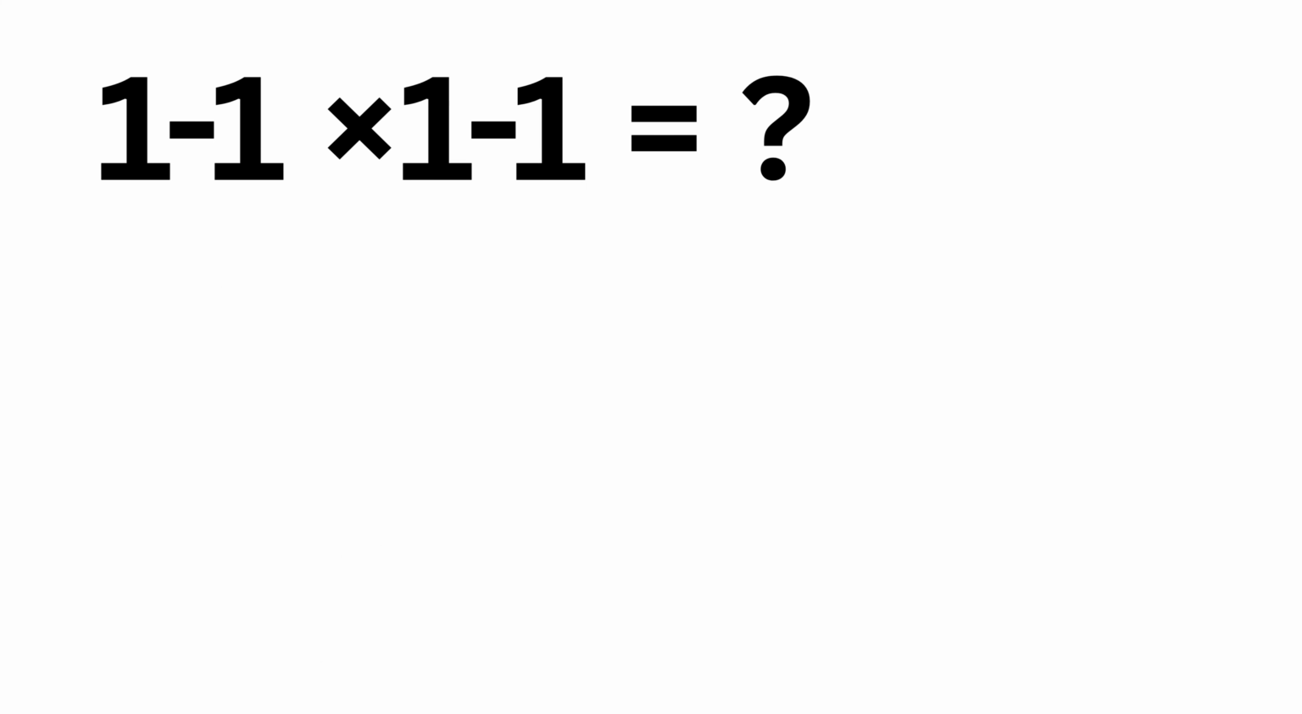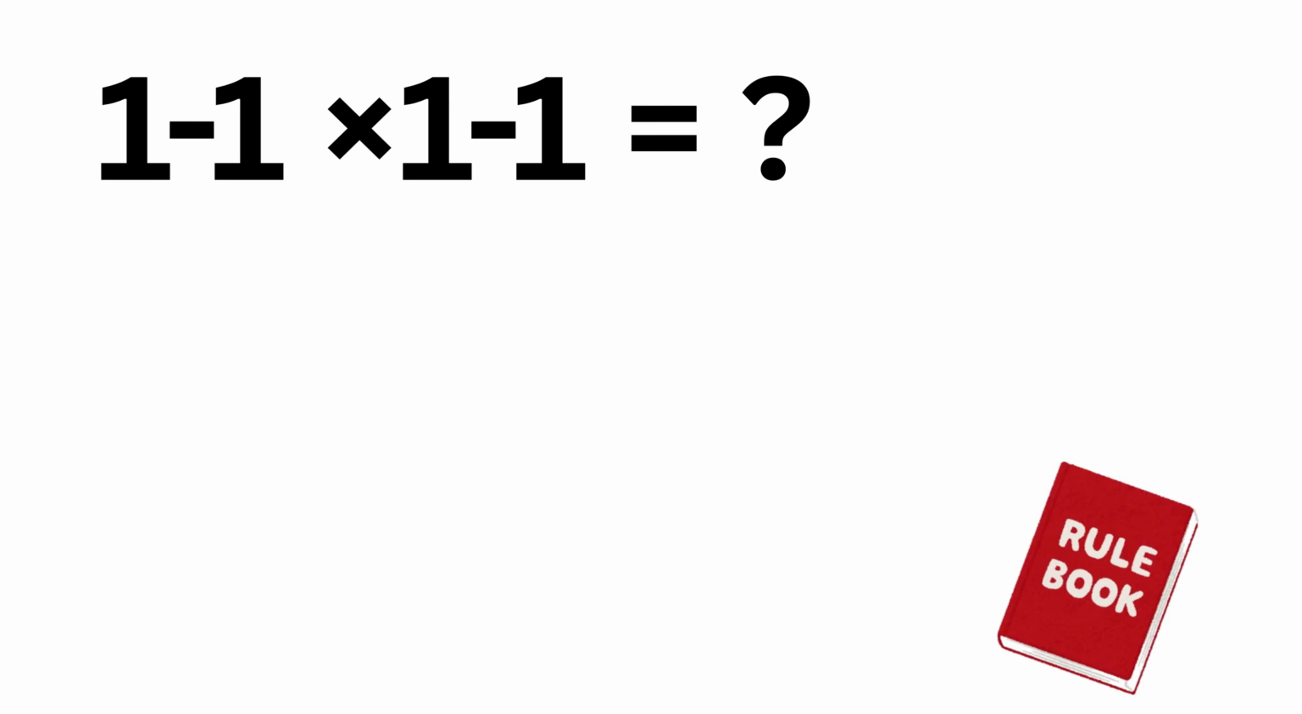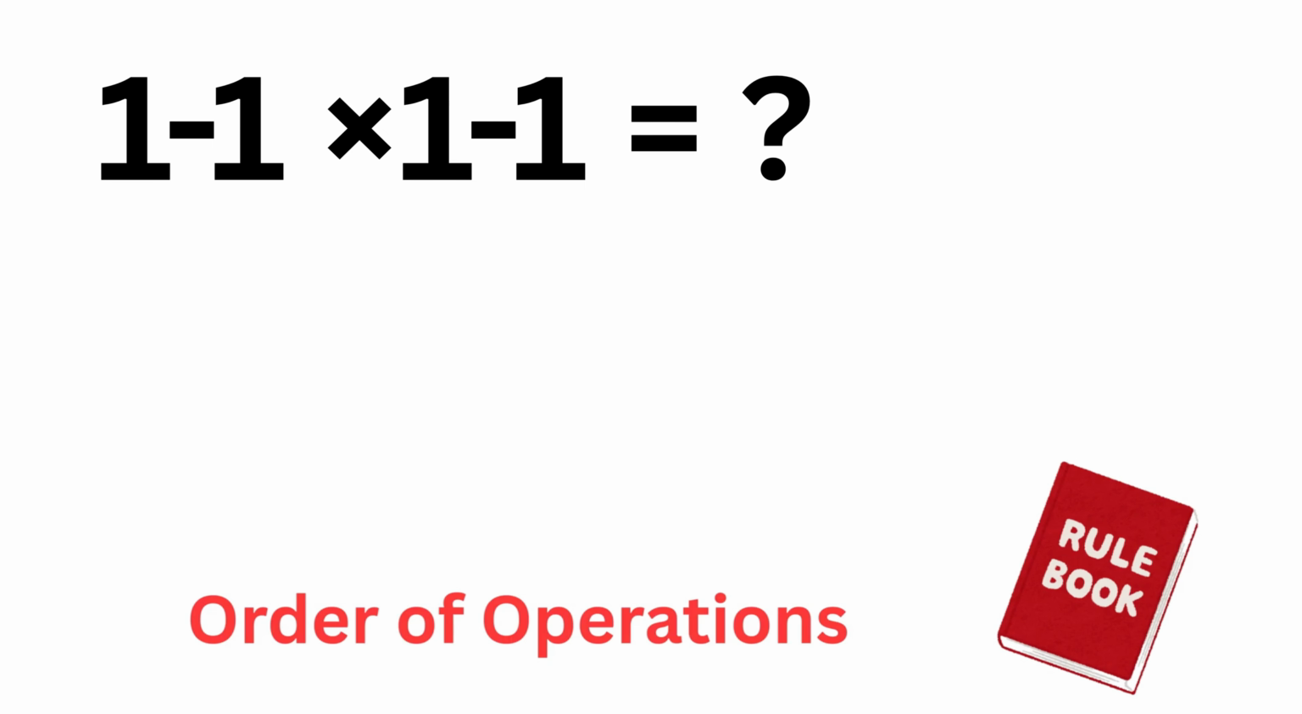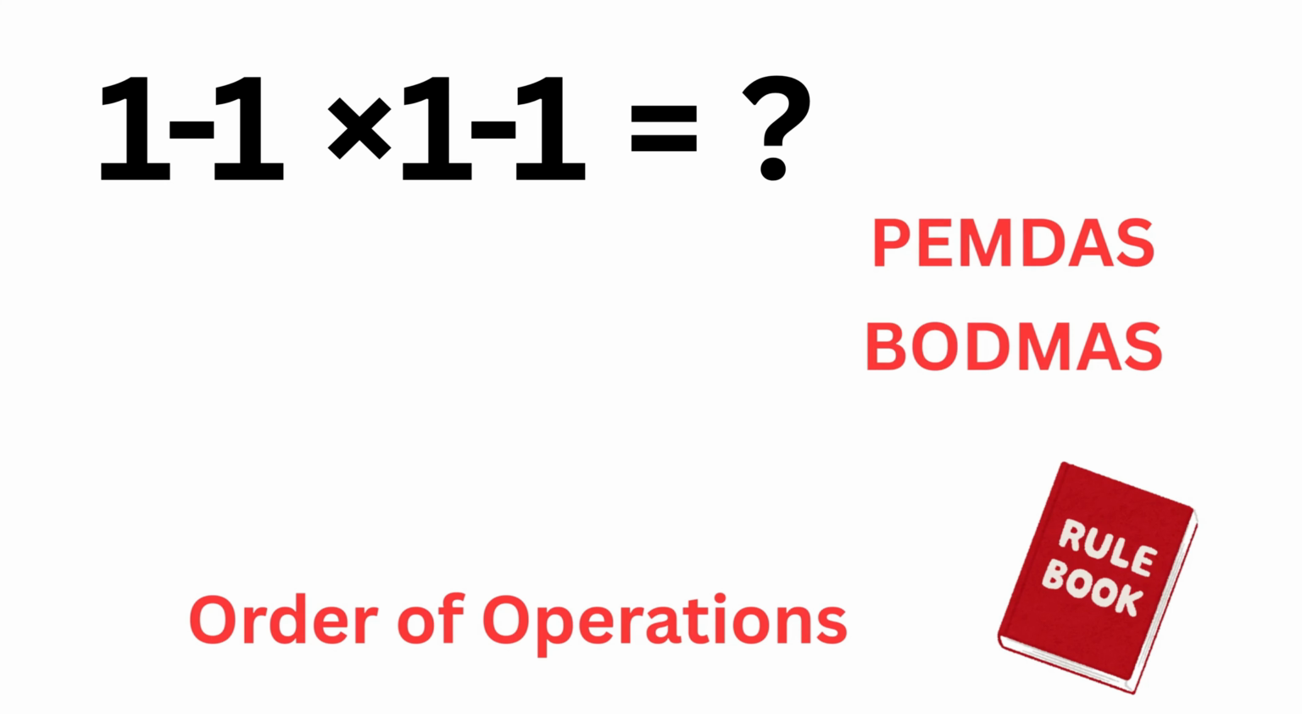The reason is that there is a fixed set of rules in math called the order of operations, commonly known as PEMDAS in some countries or BODMAS in some other countries, but they mean the same thing. In this rule, the letters P or B stand for parentheses or brackets, E or O stands for exponents or order, M and D stand for multiplication and division, and A and S stand for addition and subtraction.